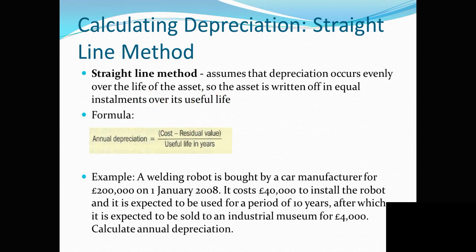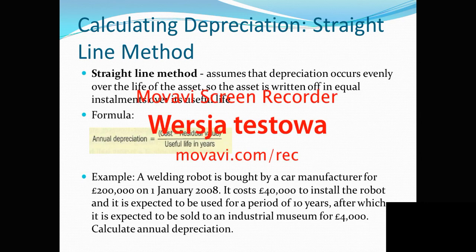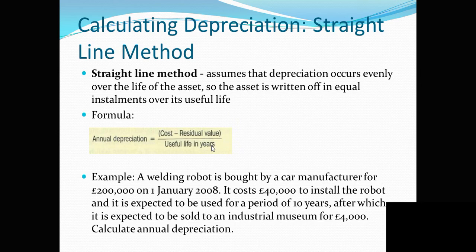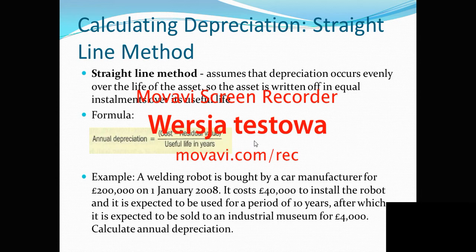The formula for straight line depreciation is the initial cost. You can see it here. Initial cost, the purchase price of the asset, minus its residual value, divided by useful life in years. So that will be your annual depreciation, and that number that you will get after using this formula is called your depreciation expense for the year.